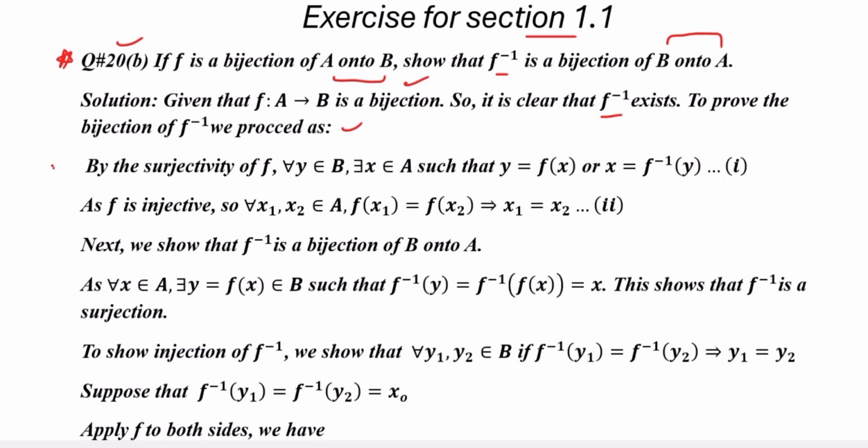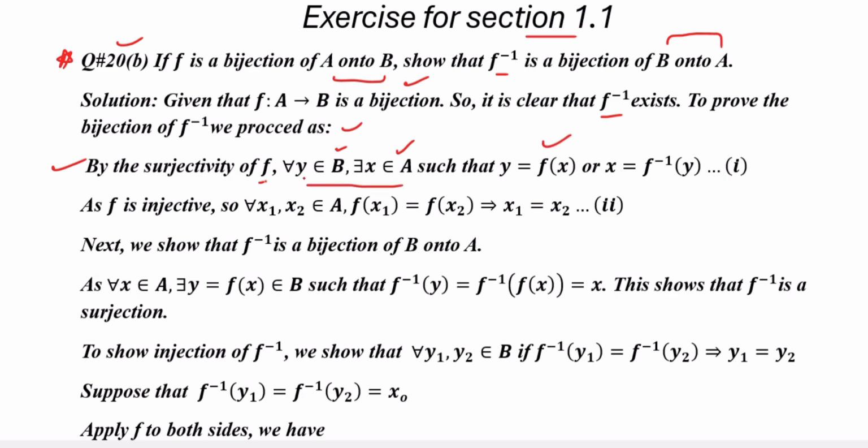I am writing here the basic definition of surjectivity of f and injectivity of f just for our revision. What does it mean by the surjectivity of f? We say that f is a surjective function when for all y belong to B, there exists x belong to A such that y is equal to f of x. What does this statement mean?